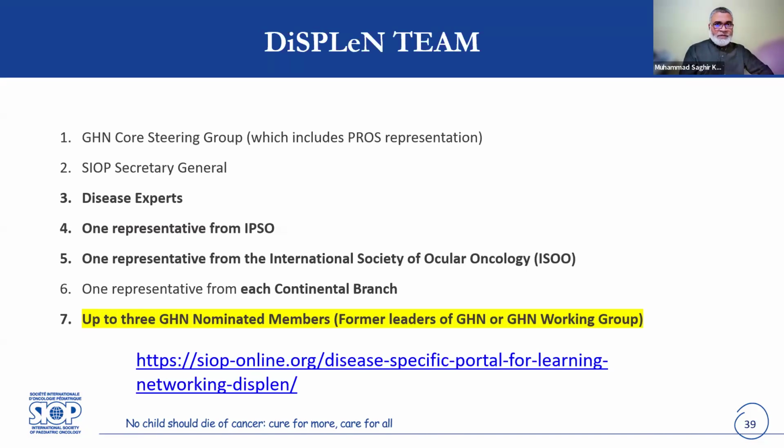And one representative from IPSO, whom we haven't actually contacted yet, still needs to be formalized. One representative from ISOO for retinoblastoma is also pending. And one from each continental branch. We have representation from SIOP Asia, nominated by Givog, Garrick from Russia. Then we have SIOP Europe representation, Helena, and from Oceania, Trisha. Other continents are still pending. And then up to three GHN-nominated members, including former leaders or GHN working group leaders, are also still pending. This is the list of people who already volunteered themselves on the link on the SIOP website. There is a page generated on the SIOP website on the SIOP discipline.